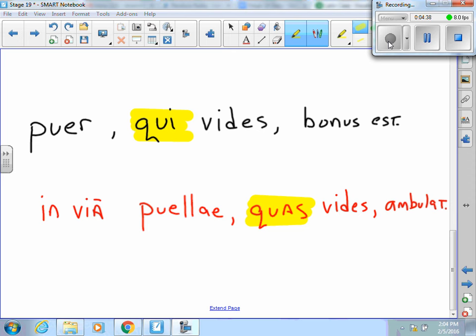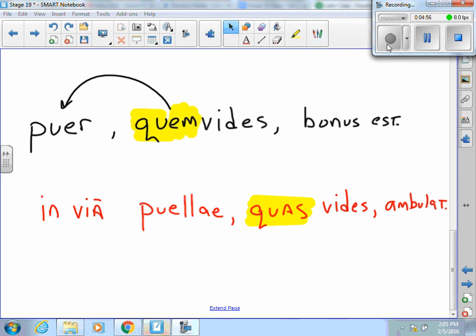For those of you smarter than me, you know that I messed up. Should be quem. The boy whom you see is a good boy. In this case, quem is the relative pronoun. What is it replacing? That would be the antecedent. It is replacing puer. The antecedent of quem is puer.